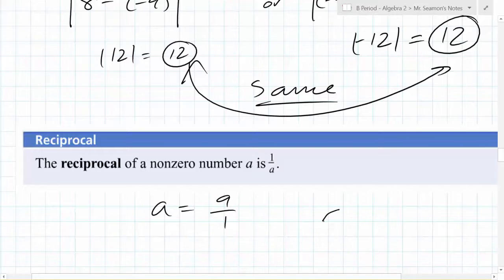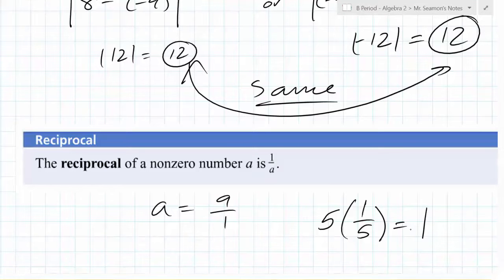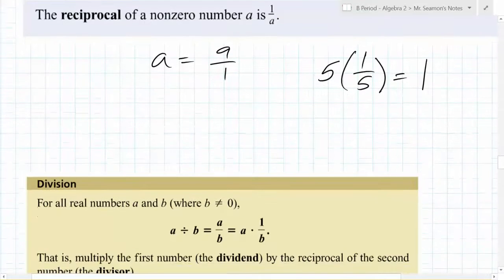What's the reciprocal of 5? What's 5 times 1/5? What's the reciprocal of 1/5? 5. The same relationship. If A is the reciprocal of B, they are the reciprocals of each other. So that's just another way to say it.